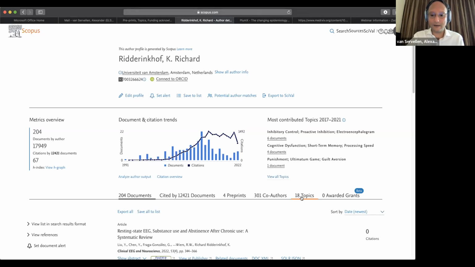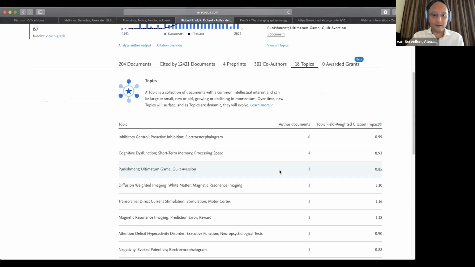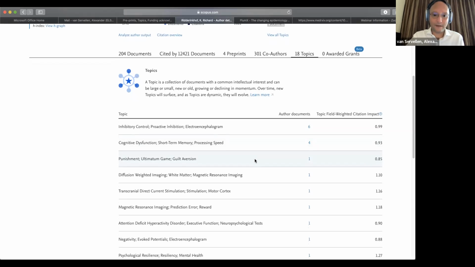But if I look at the topics that he publishes in, I recognize it. I'm like, yes, inhibitory control, proactive inhibition, cognitive dysfunction, short-term memory. So people, as they get older, tend to, short-term memory gets a little bit worse, right? In some people, the short-term memory gets a lot worse, and that would be considered a dysfunction because they can't remember what you said 5 minutes ago. That's not good. Punishment, ultimatum game, guilt aversion. Not sure what that's about.